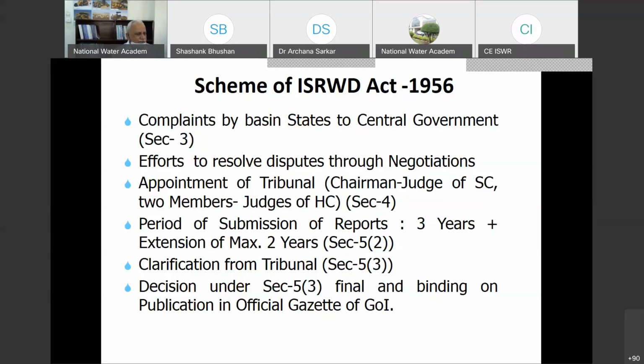Having received the statement of case, the party states, with the help of their counsels and their experts, go through the documents and then give their rejoinders. These rejoinders are again studied by the different party states, and replies and counter replies go on, and finally they say now our pleadings, written documents, are complete.